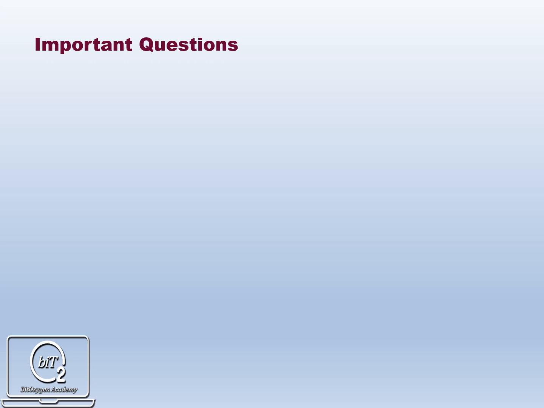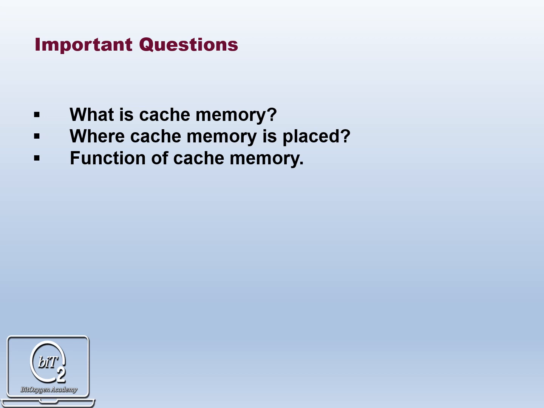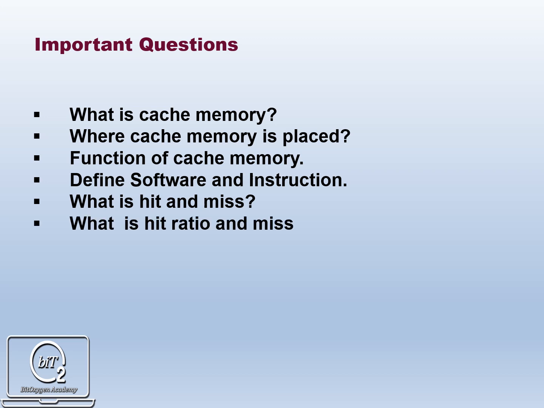I am giving you some important questions related to this topic, which are: first, what is cache memory? Second, where is cache memory placed in a computer system? Third, function of cache memory. Fourth, define software and instruction. Fifth, what is hit and miss? And sixth, what is hit ratio and miss ratio?